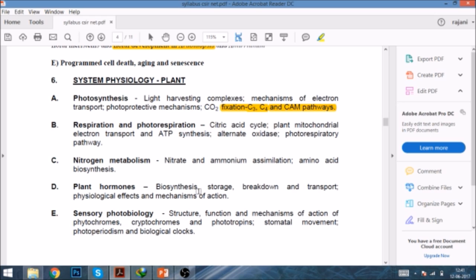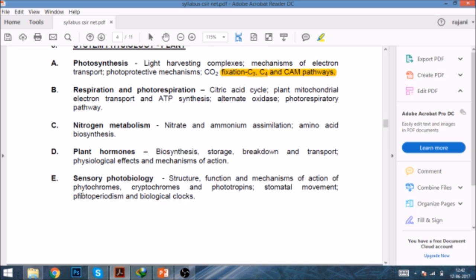You can simply revise the biosynthesis pathway for different enzymes, the five types of plant hormones, and what their particular roles are. For example, what is the particular role of ethylene and abscisic acid? You must remember those points.